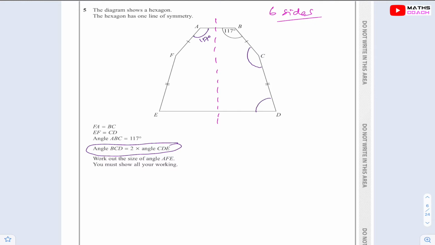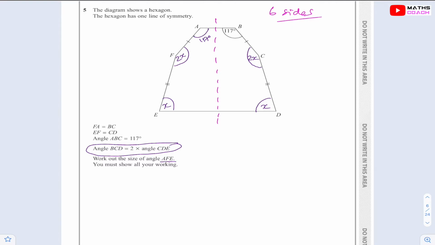What does that mean? It means that if I write an X for this one, this is going to be worth 2 of those. Okay? And we can repeat that on the other side. So this will also be 2x, and this will be x. Now you can see that we have all of the angles in the hexagon covered. We just need to know what the angles in the hexagon add up to, so that we can work out the angle of AFE, as the question says.